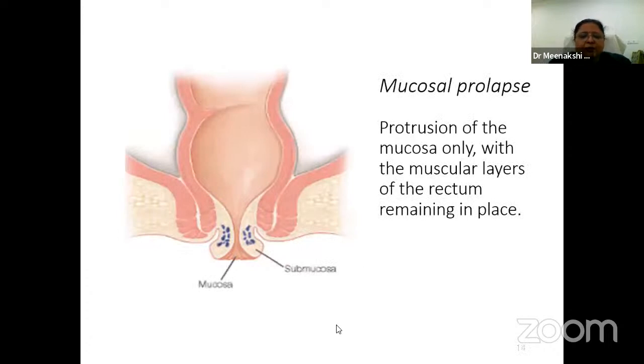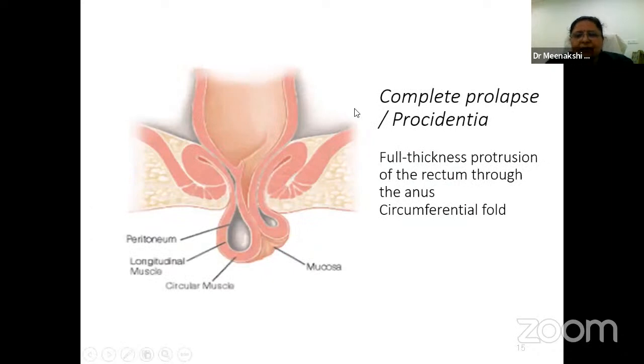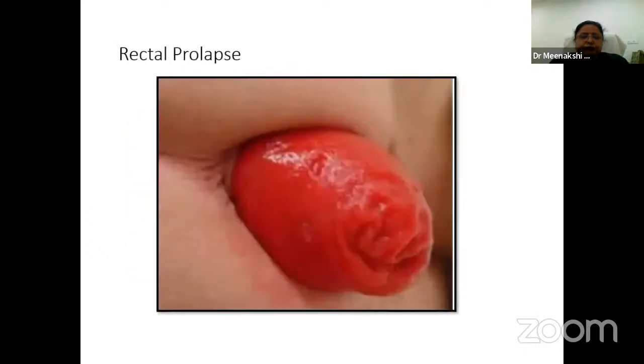So in the mucosal prolapse, there is protrusion of the mucosa with the muscular layers of the rectum remaining in place. So there is only mucosal prolapse. The muscles are in place. That is important to understand, what is meant by mucosal prolapse. And what is in the complete prolapse or procidentia? There is a full thickness protrusion of the rectum through the anus in a circumferential fold. So that is very important to understand between mucosal prolapse and complete prolapse. So this is the complete prolapse, that is the procidentia.